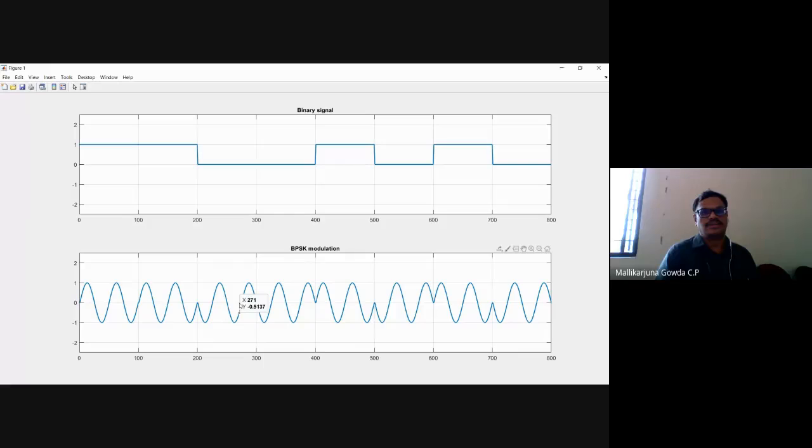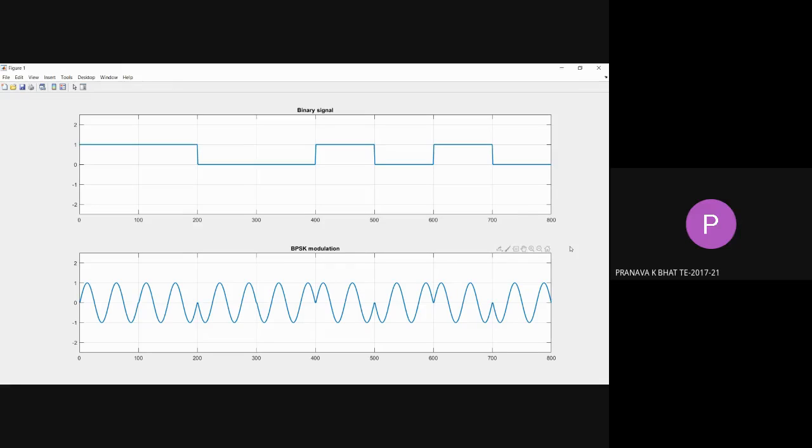Yes, sir. So then here, 2 bits I have, 0 0, so that continues with that phase. Then again 0 to 1, so there is a phase transition of 180 degrees, right? It ends here and again starts from this point. So for 1 it starts with 0 degree, for 0 it starts with 180 degree. I hope it is clear? Yes, sir.